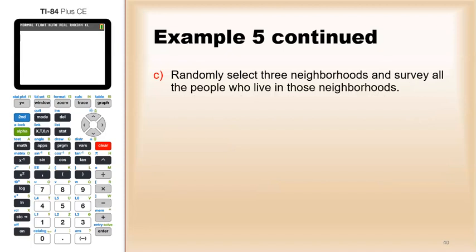Randomly select 3 neighborhoods and survey all the people who live in those neighborhoods. So in this case, we're not looking at every single neighborhood. We're choosing some neighborhoods and taking everyone in those neighborhoods. So this would be cluster. If this was stratified, you would sample from each and every neighborhood.